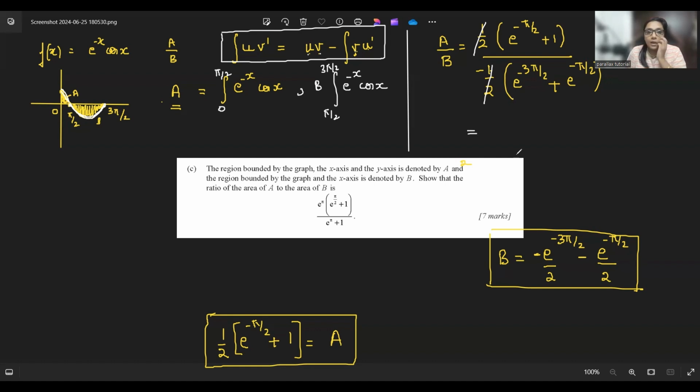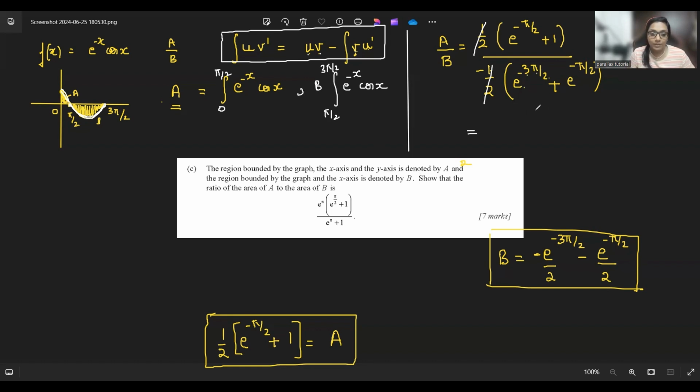Okay, now the question, let's have a look at what we have to figure out, right? It has to be e to the power pi by 2 plus 1, not minus pi by 2 plus 1. And it should be e to the power pi plus 1. So what you do over here is, now you divide the whole thing, all the terms, by e to the power minus 3 pi by 2.